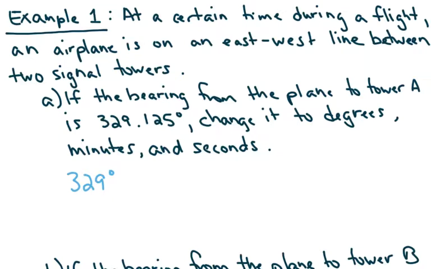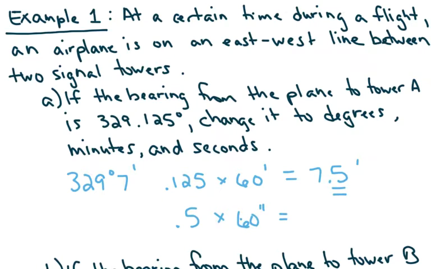Now to go from the decimal degrees to minutes, we're going to take that 0.125 and multiply it by 60 minutes. When we do that, we're going to get 7.5 minutes. All right, so now we're going to take the whole number part, and that's going to be our minutes. And now we're going to take the decimal part and change that to seconds. So now we're going to take the 0.5 and multiply it by 60 seconds. So 0.5 times 60 is going to be 30.